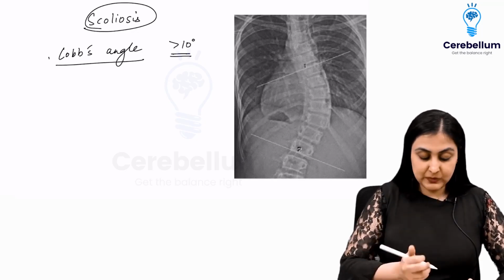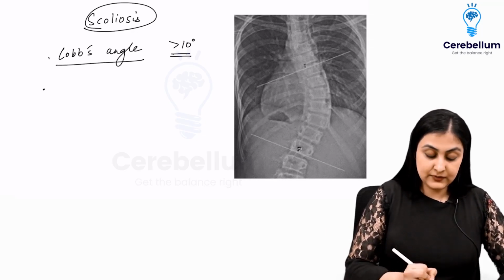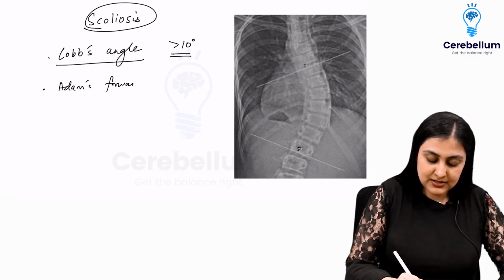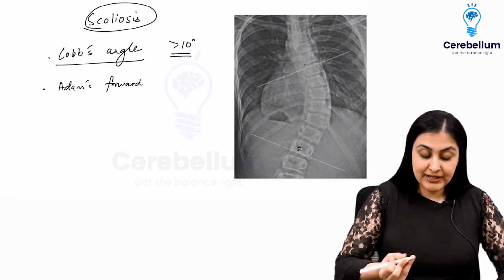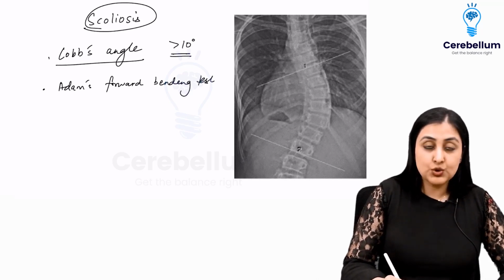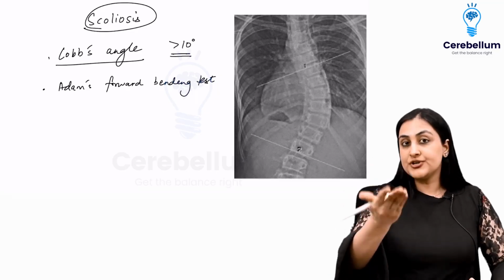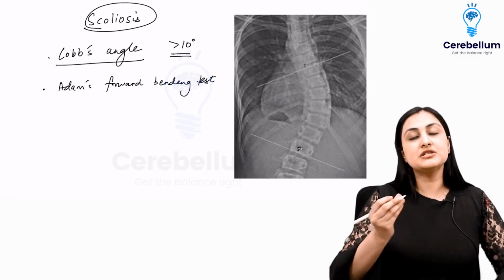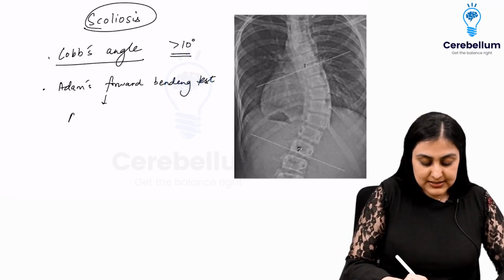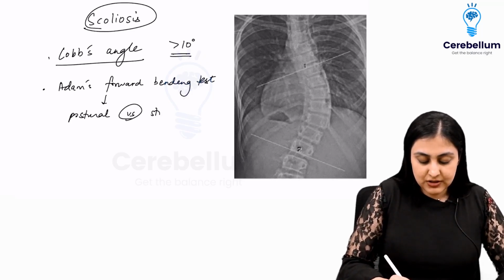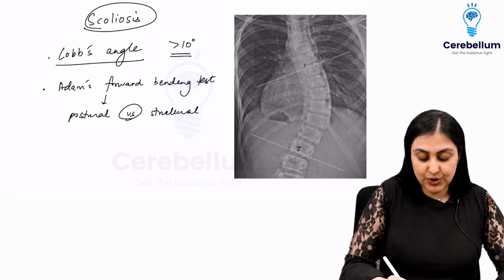Here you also want to remember a screening test that is done, which is called the Adams forward bending test. So you ask the person, who is frequently a child, to bend forward. So Adams forward bending test. If the scoliosis or the lateral curvature persists, it's a true structural scoliosis. If it resolves, it's just postural. Alright, so this is a test that is used to distinguish a postural versus a structural scoliosis.